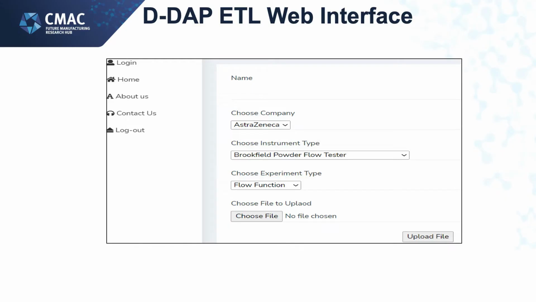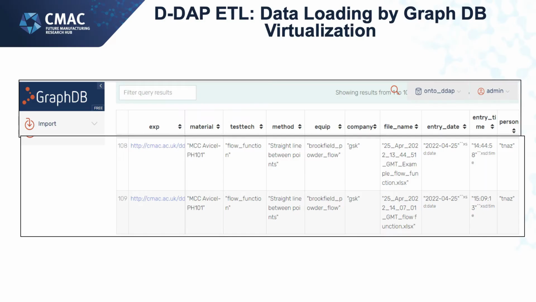Here you can see the web interface in more detail. You can choose a company, or choose the instrument type you want to upload. You choose the experiment type and the test type. You can choose a file, and with just one or two clicks, you can upload your data directly to the database. This is one of the screenshots from GraphDB, where data has been uploaded and linked with virtualization.